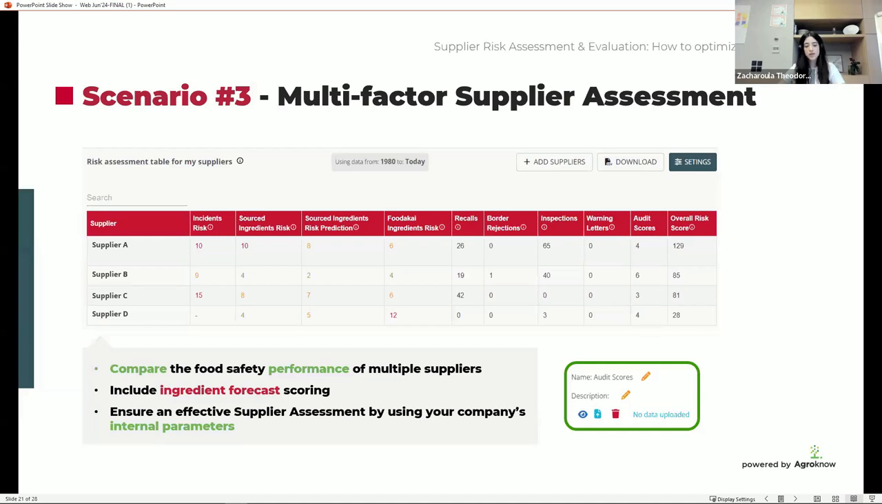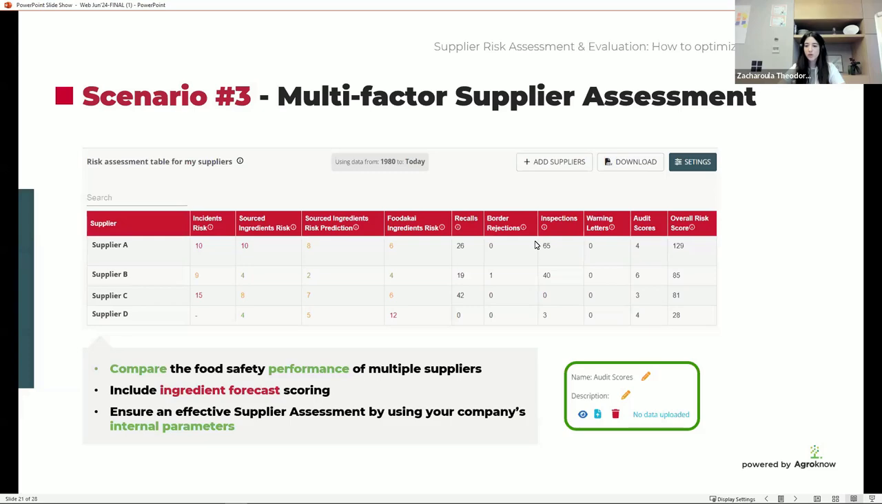And the factor that makes this automated supplier risk assessment very effective is the inclusion of your own company's internal parameters, such as audit scorings or certifications, in a secure way. By comparing your network of suppliers, you can prioritize where your efforts, sample testing, or auditing are needed most. That concludes the use cases of today, and I hope you have found them very informative and helpful.